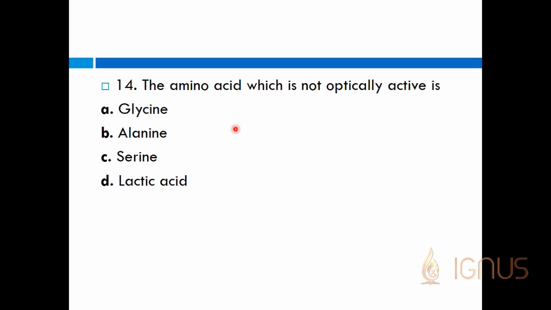Question number 14. The amino acid which is not optically active is option A glycine, option B alanine, option C serine, option D lactic acid. Try to find the answer.